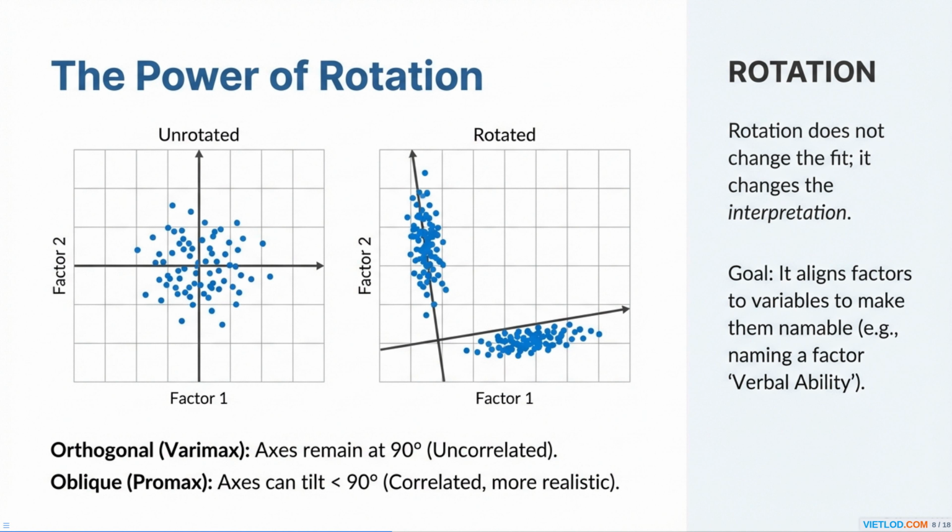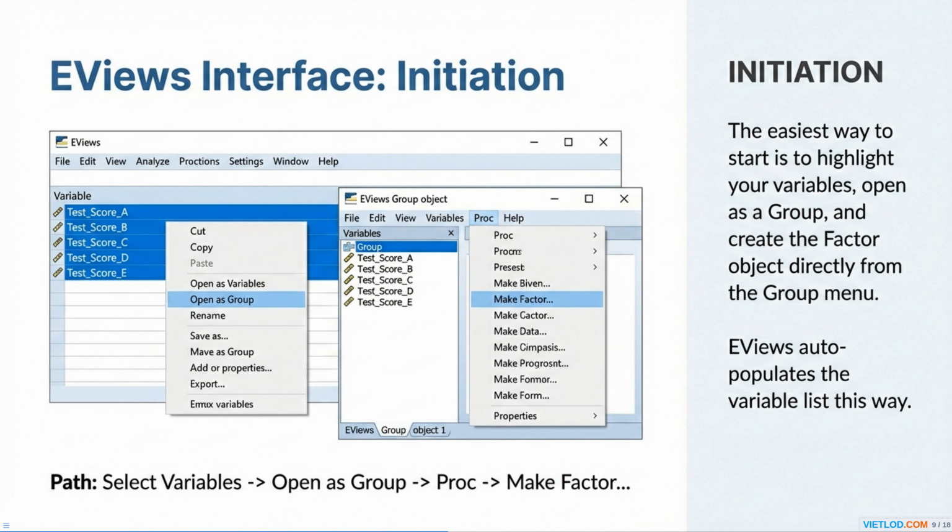There are two main types of rotation. Orthogonal rotation, like Varimax, keeps the factors uncorrelated by maintaining a 90-degree angle between the axes. Oblique rotation, like Promax, allows the factors to be correlated by letting the axes tilt. This is often more realistic, as underlying psychological or economic constructs are rarely completely independent.